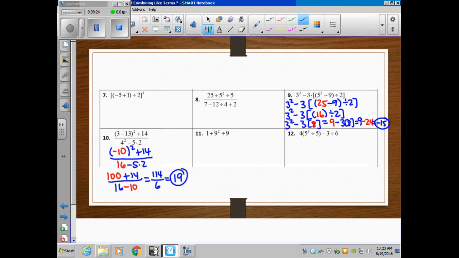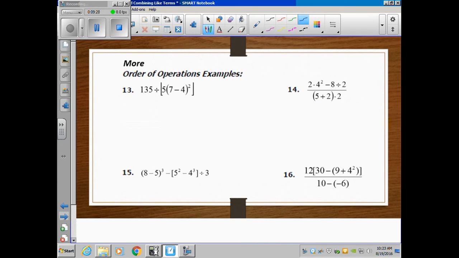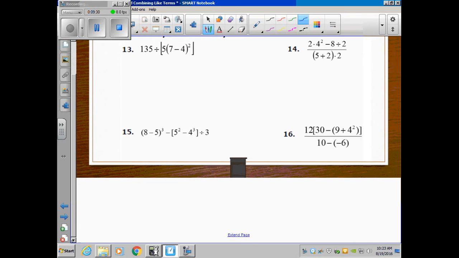Let's try one more hard one on the bottom of the page. Let's take a look at number 16. All right, for number 16, let's look at box brackets on top first. So we have 12 times 30 minus. So inside those parentheses, I have 9 plus, and then 4 squared is 16.